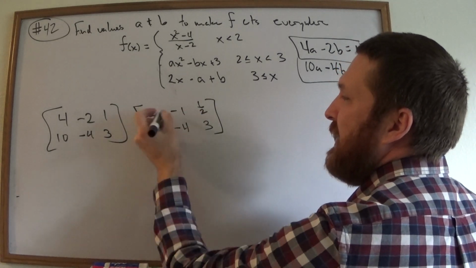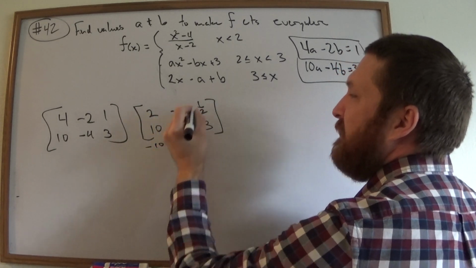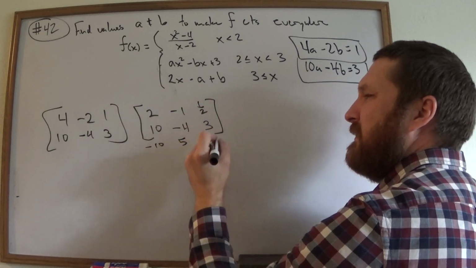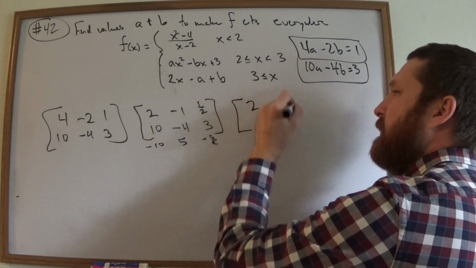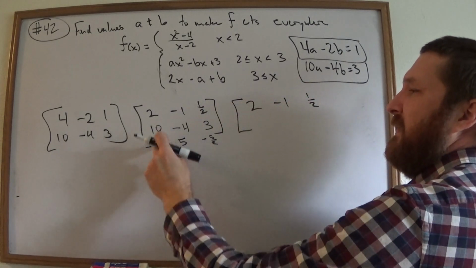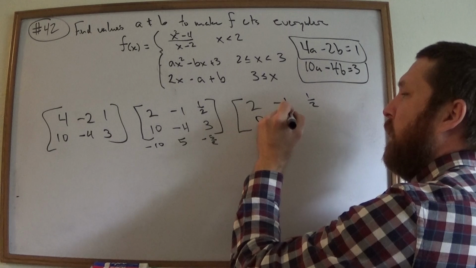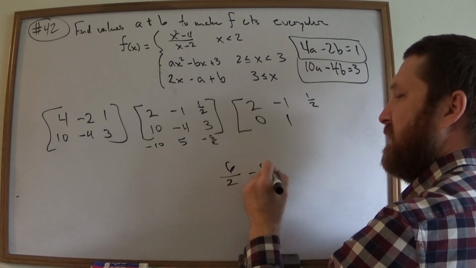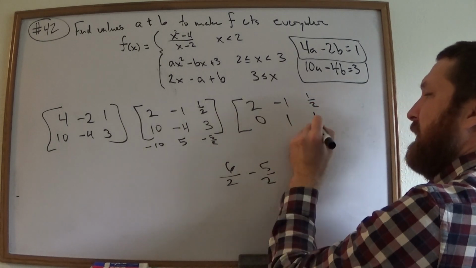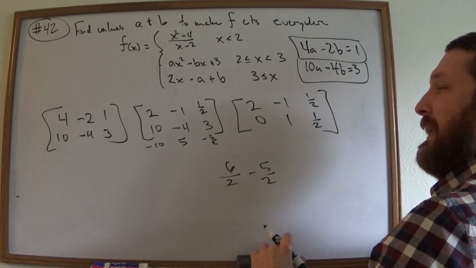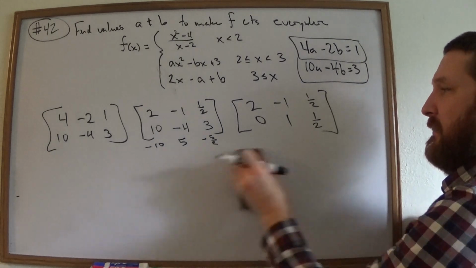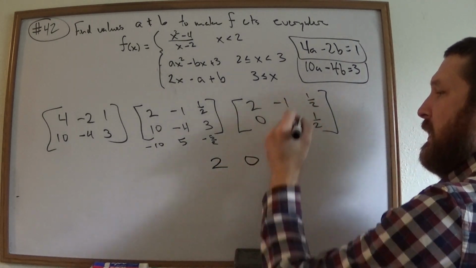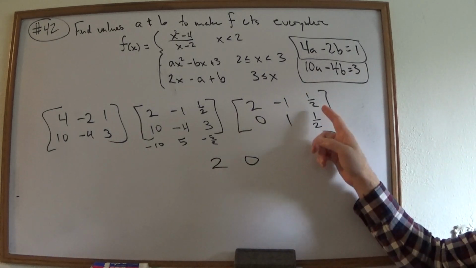That'll give me a -10. Yeah, that will give me a +5 as well. I said -5, so -5/2. Yeah. 2 minus 1, 1/2. That gives me a 0, a 1. And let's see, 3 is 6/2 minus 5/2 is 1/2. Yeah, positive 1/2. That ain't so bad. Now I'm going to add that to that. And I get a 2, a 0, and a 1.